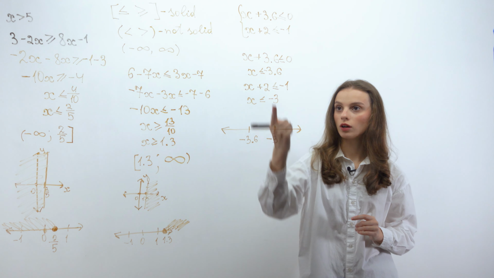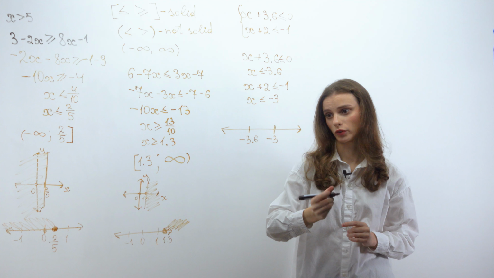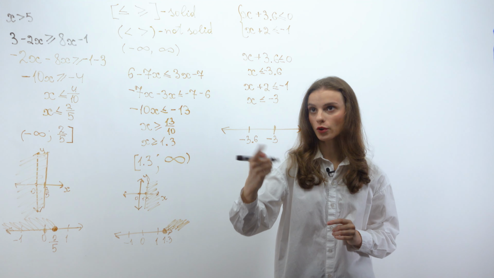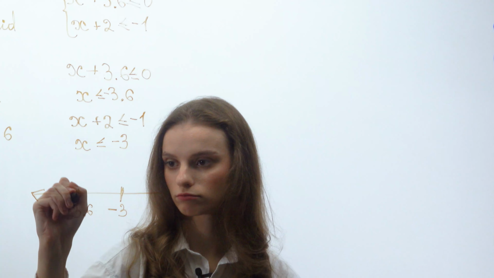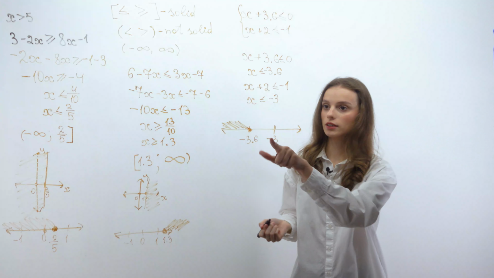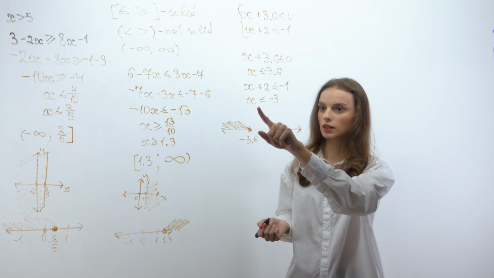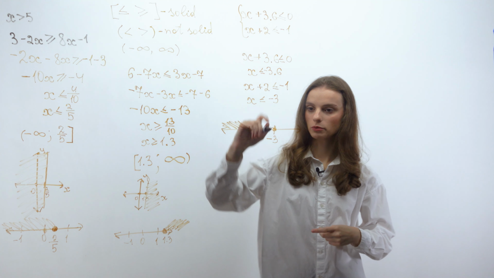And now let's show the first one on the graph, and then let's show the second one on the graph. So any number equal to or less than 3.6. So here I'm going to put a solid dot. Any number less. And here any number equal or less than negative 3. So solid dot. And it's also going to be less than.